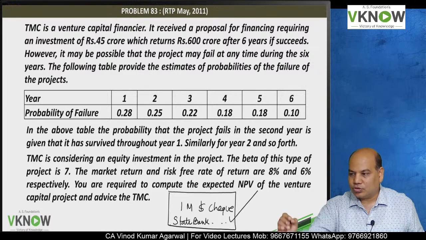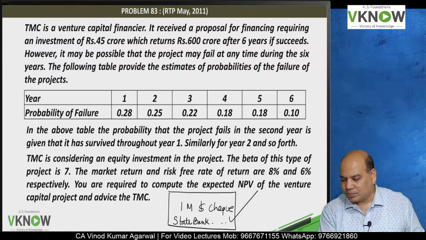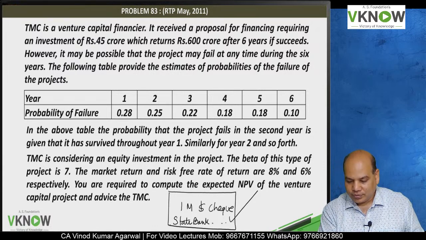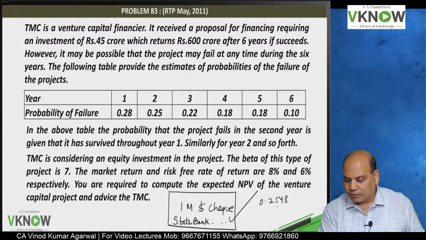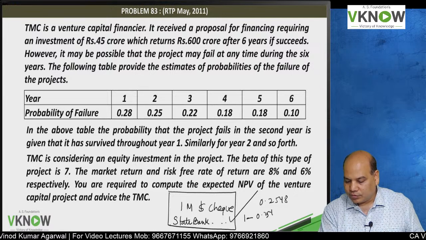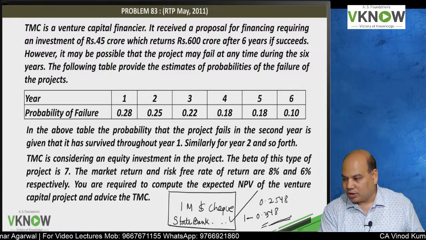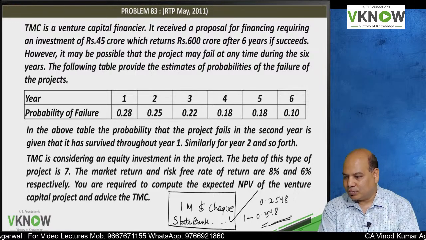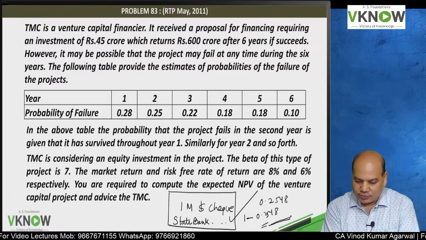So this check goes to Divya. Now, what is the probability of failure? If the probability of success is 0.2548, the probability of failure is the balancing figure, 1 minus 0.2548. Whatever you get, that is your probability of failure. Is it right? Now let us read the problem further.